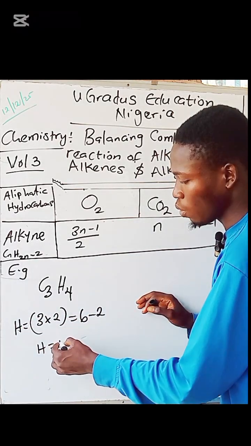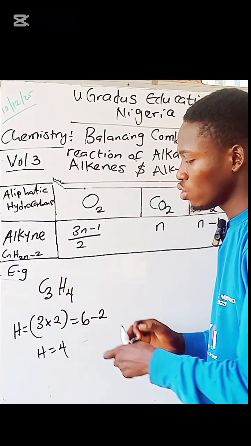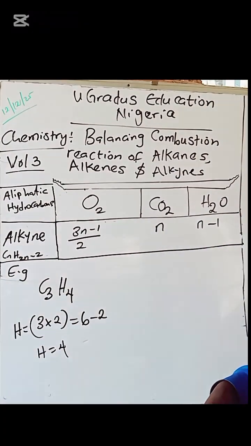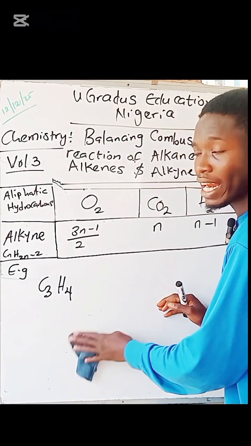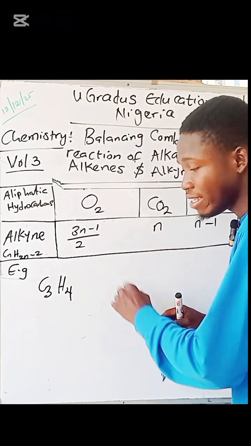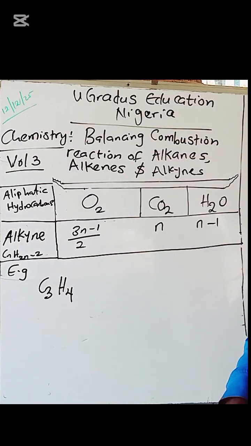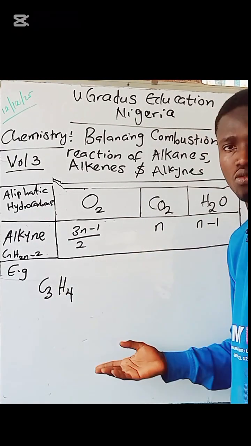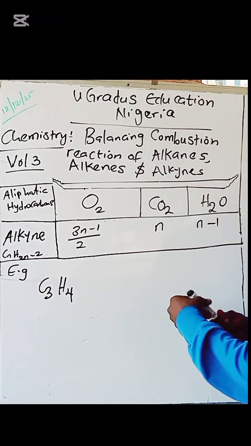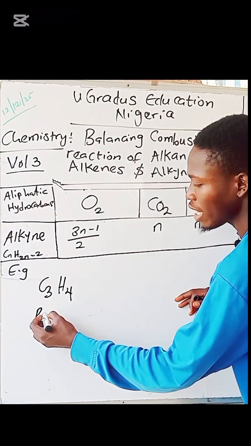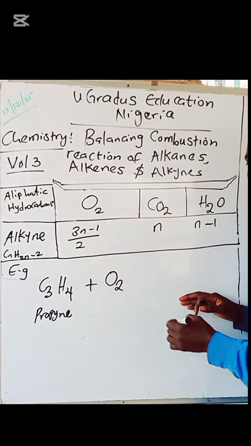6 minus 2 will be the number of hydrogen, so H equals 4. When you notice that the number of hydrogen is almost close to the number of carbon, then that compound is likely to be an alkyne. So I don't need any devil or any herbalist to tell me that this is an alkyne. It's an alkyne because the number of hydrogen is twice the number of carbon minus 2. Twice 3 is 6, minus 2 we get 4, right?